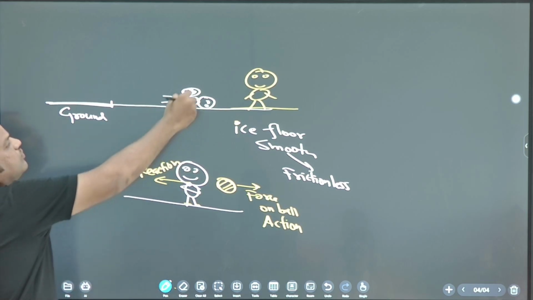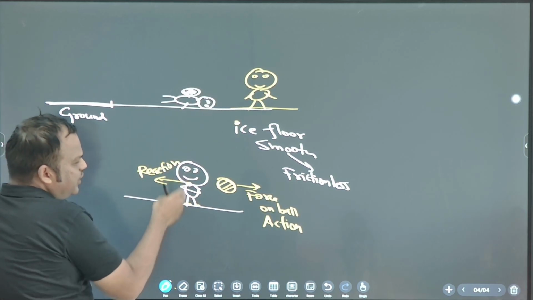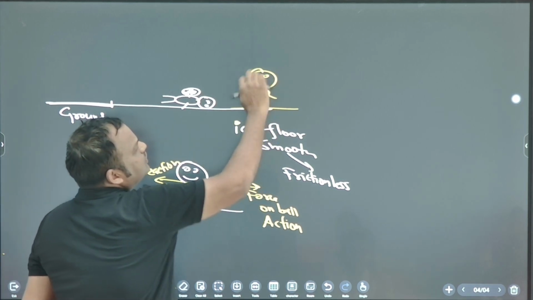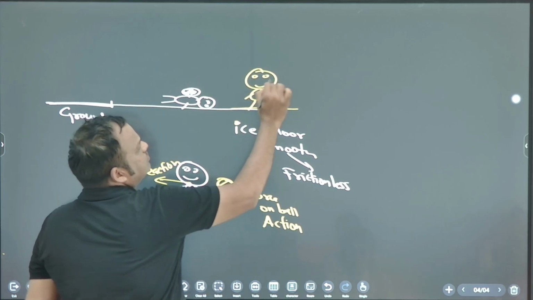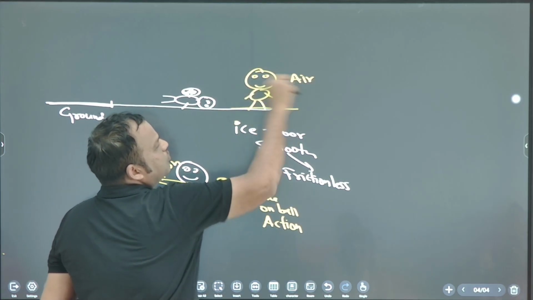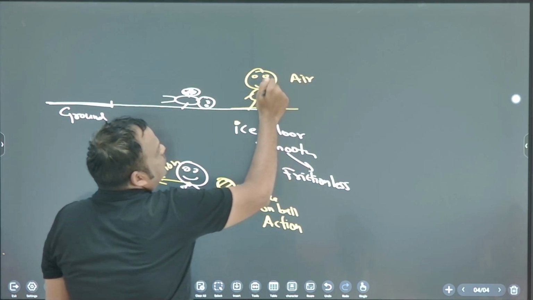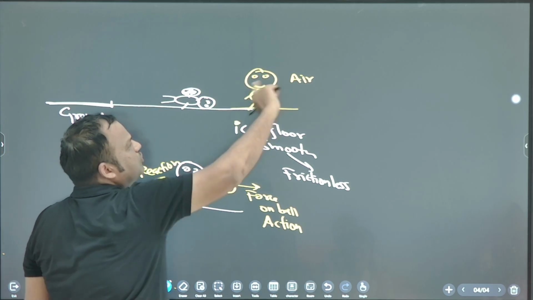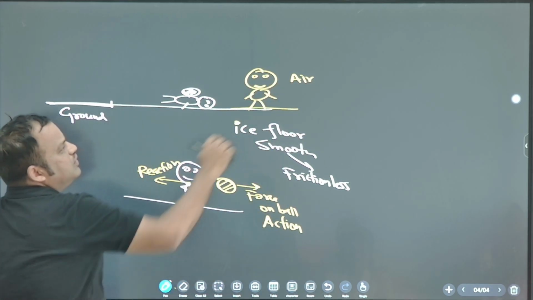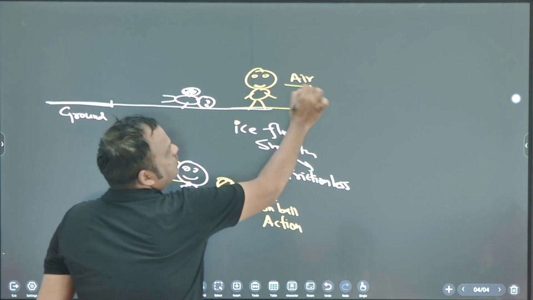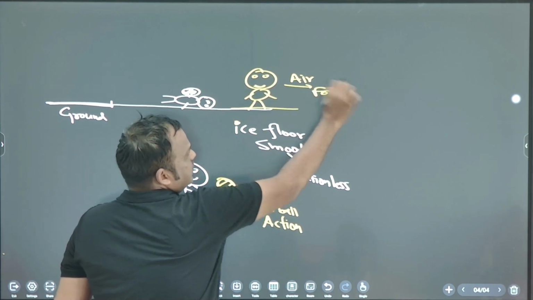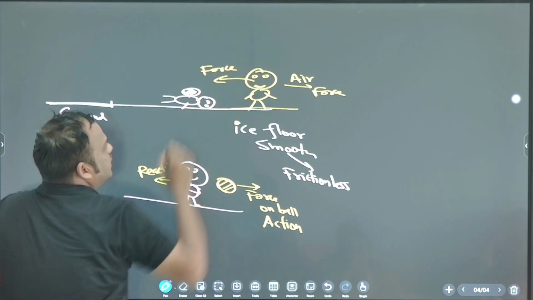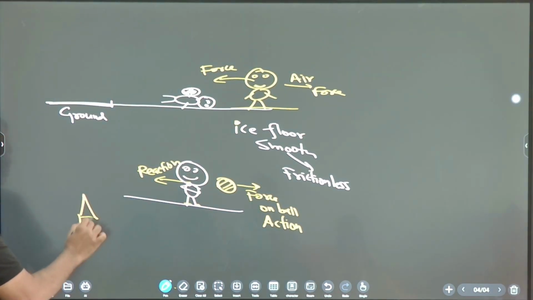Okay, clear? Now suppose you don't have any object to throw. Now how can you move? Still you can throw something. Air. You can throw air. Blow air. If you throw air from your mouth, you throw air here. So the air is experiencing force where? Right side. So you will experience force where? Left side.